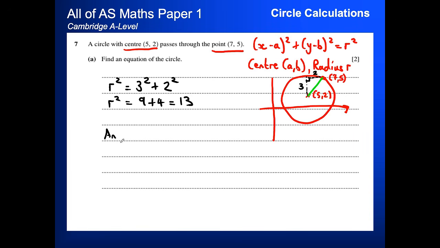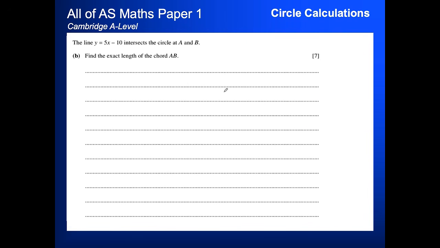So our answer is going to be the following. We're going to have x minus 5 all squared. Remember, the 5 comes from the centre of the circle, plus y minus 2 all squared. It comes from this 2 here, and this is equal to 13. Be careful, make sure it's not the square root of 13, but making sure you put down just 13, because we need r squared.